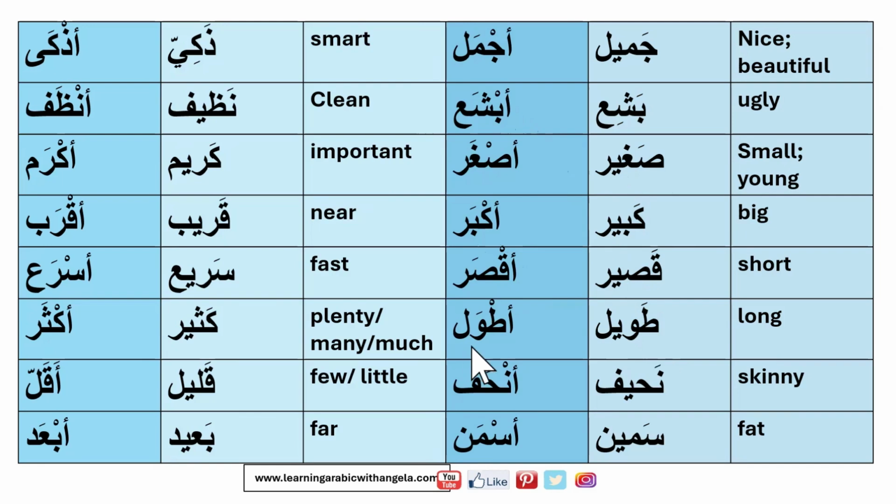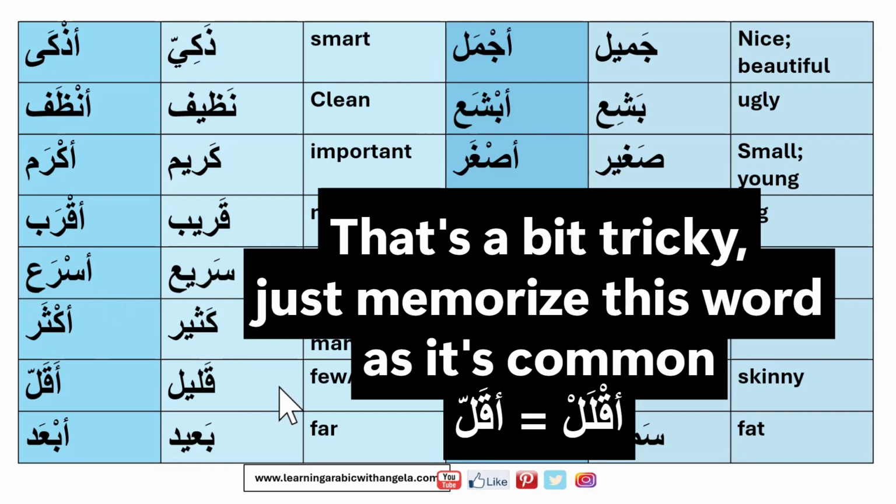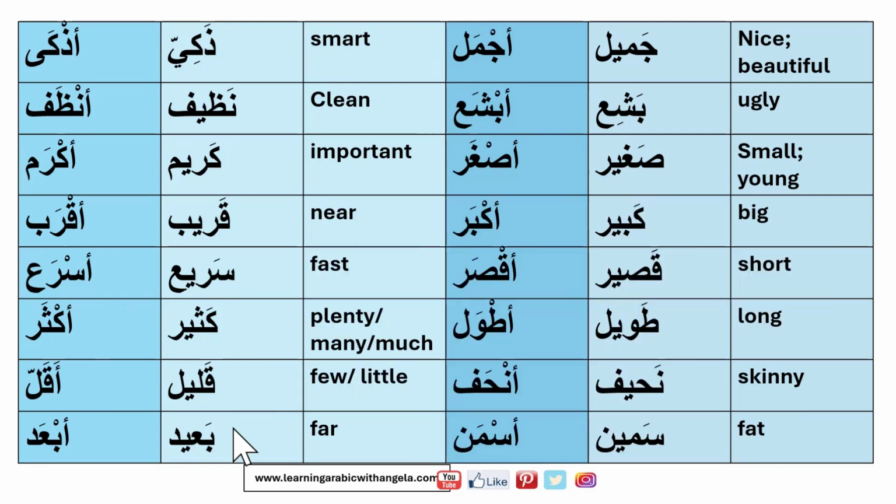طويل, أطول. نحيف, أنحف. سمين, أسمن. ذكي, أذكى. Remember, قوي, أقوى. ذكي, أذكى. نظيف, أنظف. كريم, أكرم. قريب, أقرب. سريع, أسرع. كثير, أكثر. قليل, أقل. less. بعيد, أبعد. Well done.